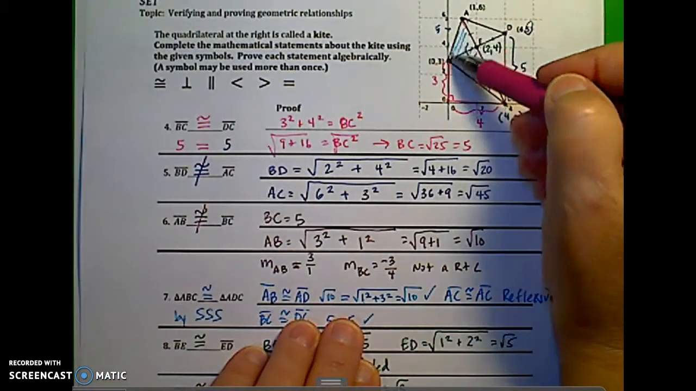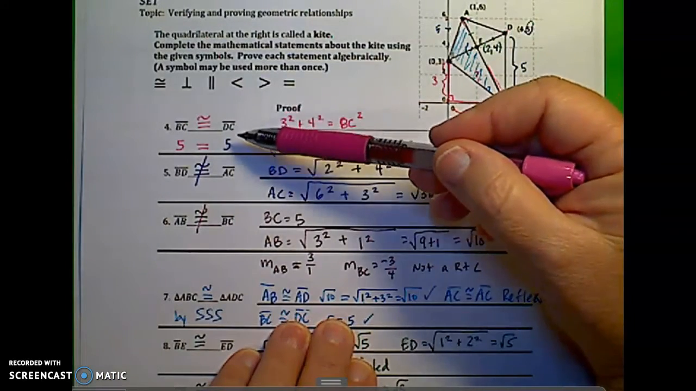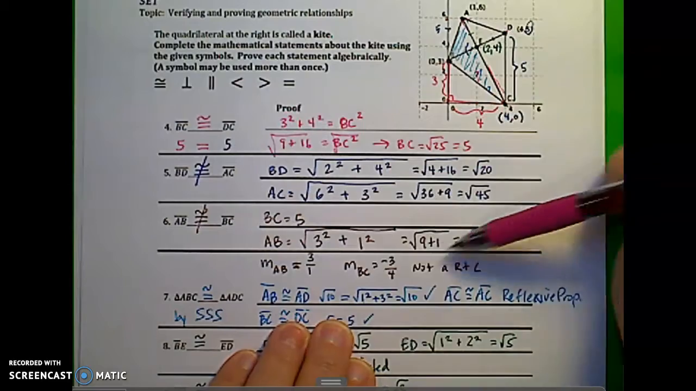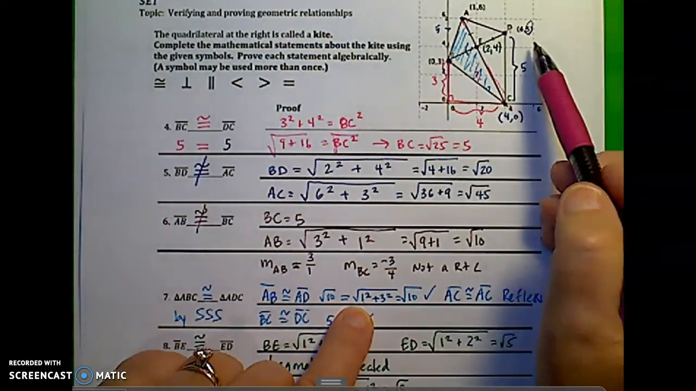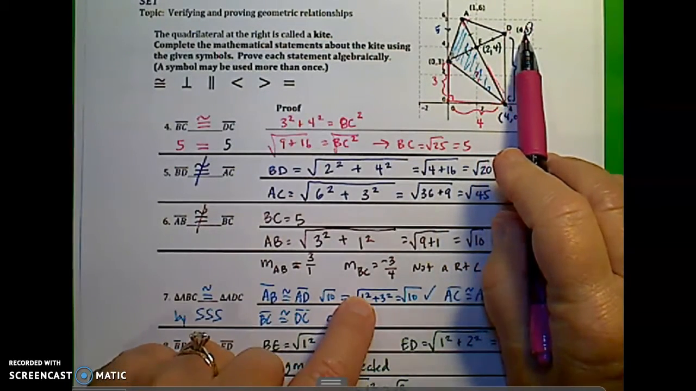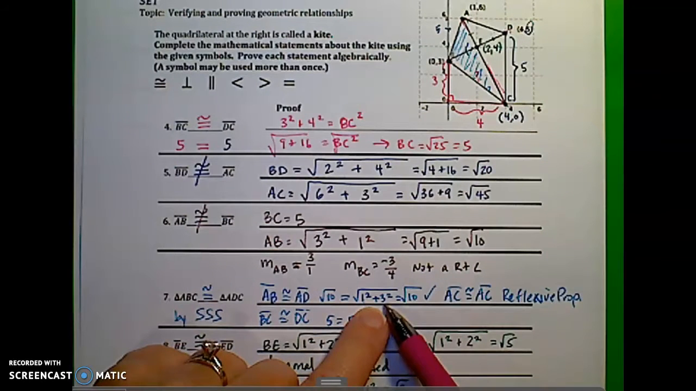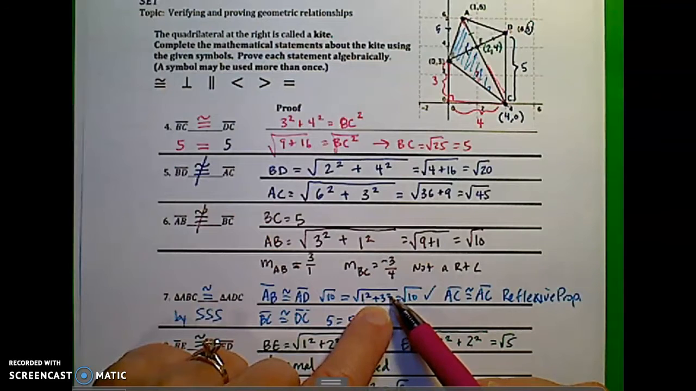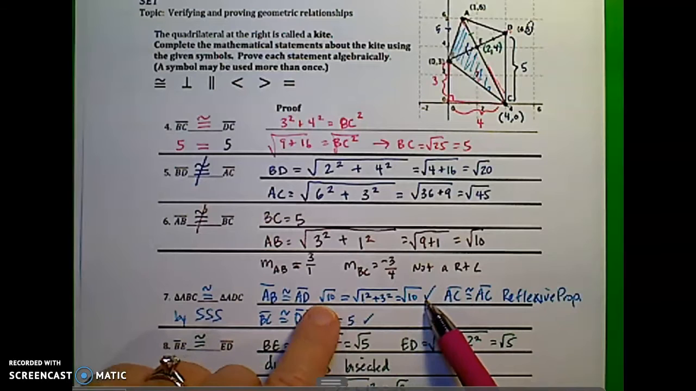Let's get the lengths of AB and AD. AB I've actually done before. Right here I have the square root of 10. AD, here to here, it's the square root of the difference of the y values. 6 minus 5 is 1. Square it. The difference of the x values. 1 minus 4 is negative 3. All I need is the difference, so I don't need the negative. So it's 3 squared. And that is 1 plus 9, 10, square root of 10. They match up.